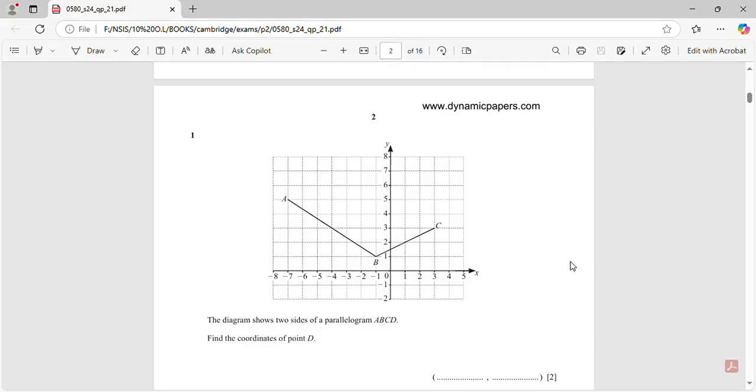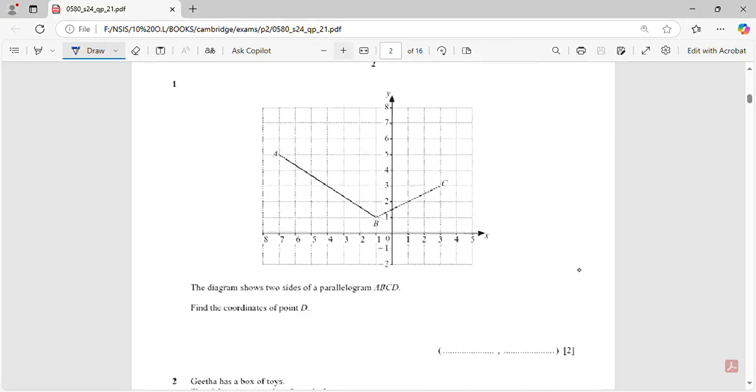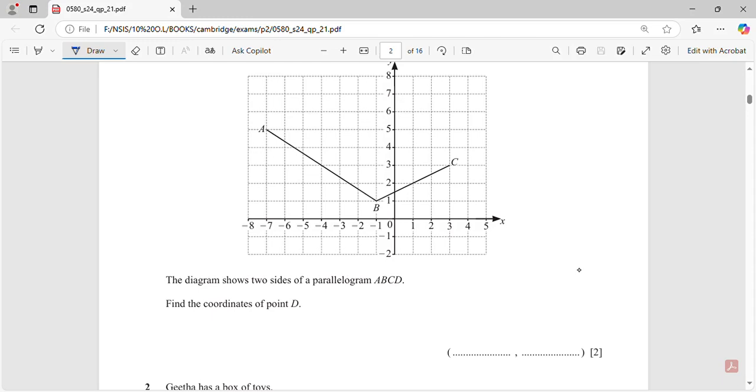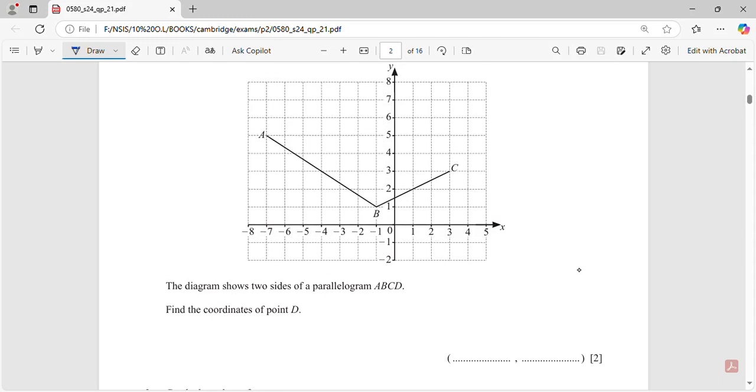For the first question, he asked me about that. The diagram shows the side of a parallelogram, right? Find the coordinate of D. Of course, if we need to find the coordinate of D, we're looking at the parallelogram. The parallelogram has to have the same distance between B and C, since it is a parallelogram, right? So we can note that B to C is the same distance as A to D, right?